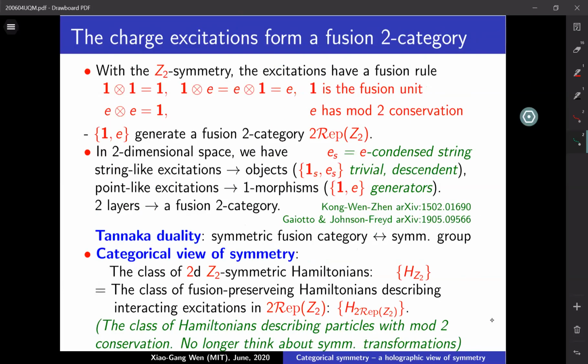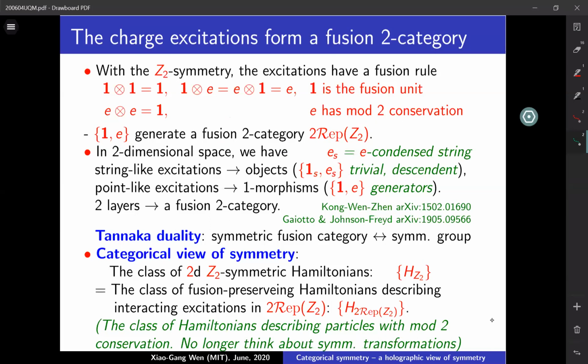Those types can have some fusion rule. For example, one fused with anything else still gives you the same thing. So one is actually the fusion unit. But E and E fused together give us one. And this is just a fancy way to say that we have mod two conservation. And this collection of types of excitation has a fancy name, the fusion two-category. In mathematics, they call those excitations forming a category. The fusion category really is just a mathematical language to describe excitations.